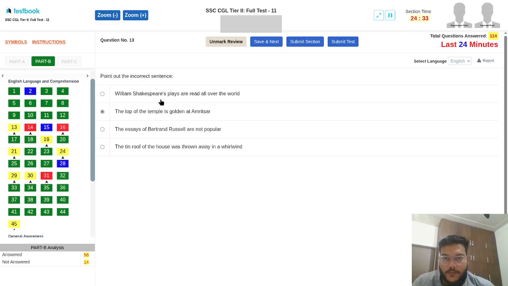William Shakespeare's plays are read all over the world. ठीक है. The essays of Bertrand Russell are not popular. ठीक है. The tin roof of the house was thrown away in a whirlwind. ठीक है. The top of the temple is golden at Amritsar. The top of the temple is golden. At Amritsar. गलत है.